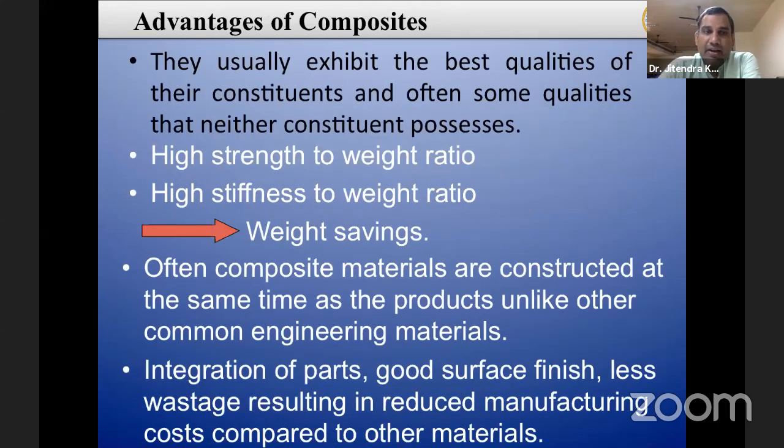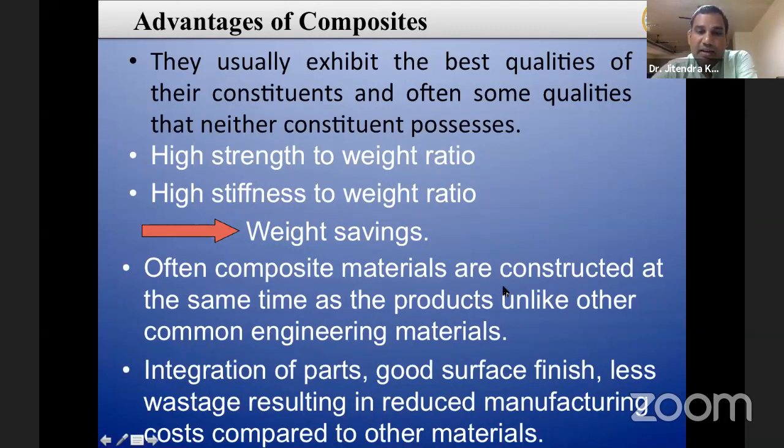So there are several advantages of fabricating composite material. They can usually exhibit the best qualities of their constituents, whatever constituents you are using. So compared to the parent constituent, the composite material shows better quality. Two of the most important advantages of composite material are a high strength to weight ratio and a high stiffness to weight ratio, so that you can save weight. Because of that reason, the application of composites in the aerospace industry is high.